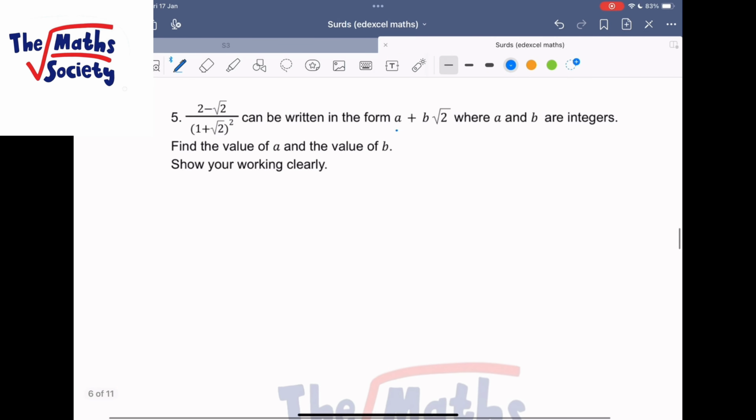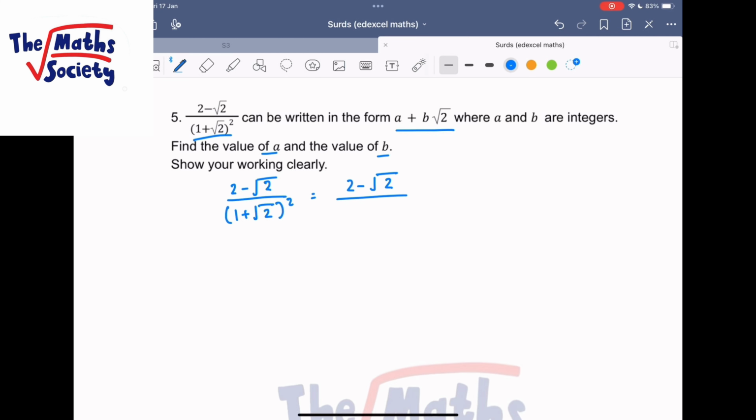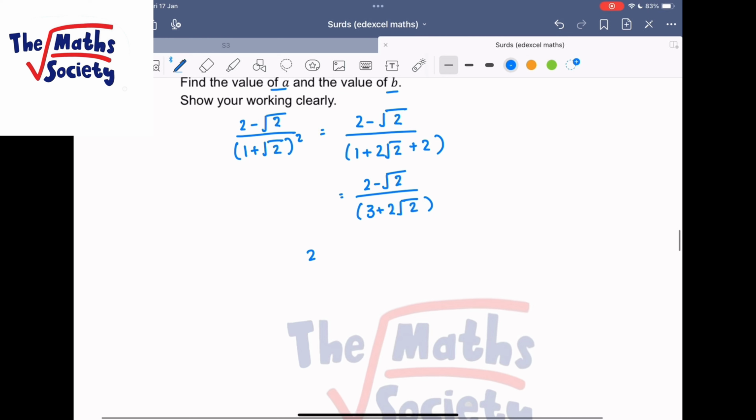For number 5, it says this surd can be written in this form. Find the value of a and b. So it's the same thing. Because this gives us the square, let's just solve the square first. 1 plus root 2 squared. We will solve the square first. So that should be 1 plus 2 root 2 plus 2. So it is going to be 2 minus root 2 over 3 plus 2 root 2. Okay, so now we know that it is 2 minus root 2 over 3 plus 2 root 2.